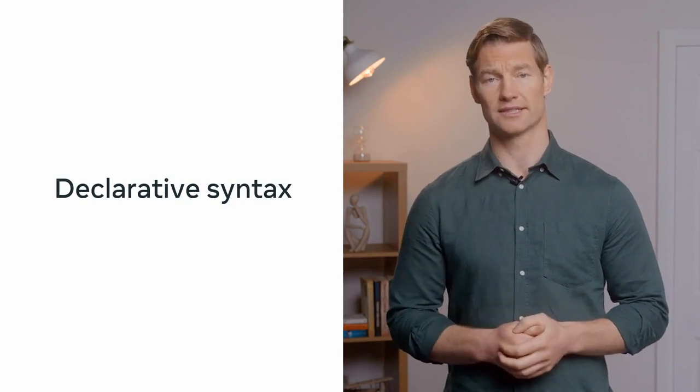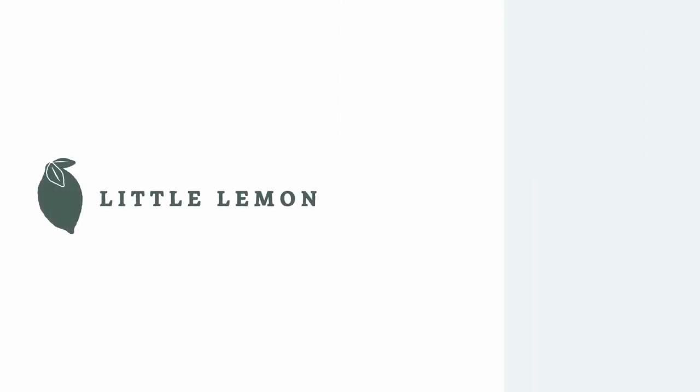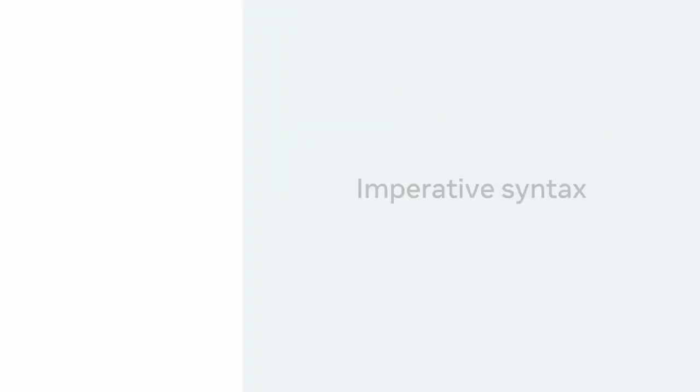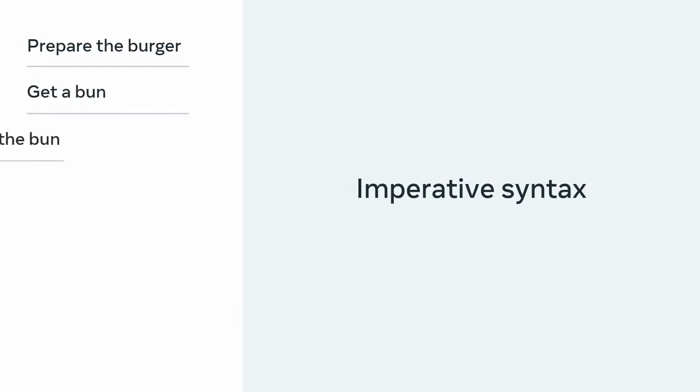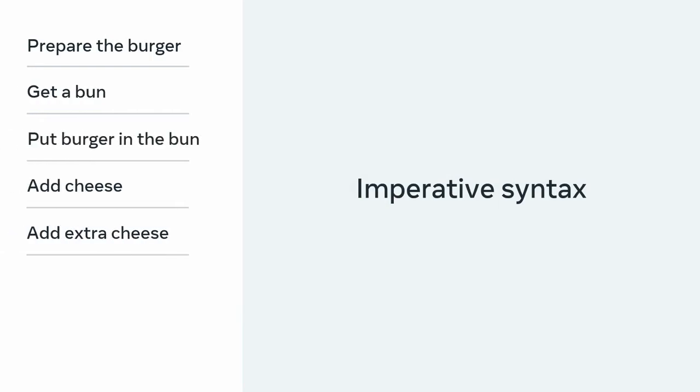Let's explore this with an example. Imagine you visit the Little Lemon restaurant and want to order a cheeseburger with extra cheese and pickles. You enter the restaurant, stand behind the counter and order your food. If you use the imperative syntax, you would have to specify every step necessary to create that cheeseburger, or the restaurant would not know how to do it. It is a kind of recipe to get things done.